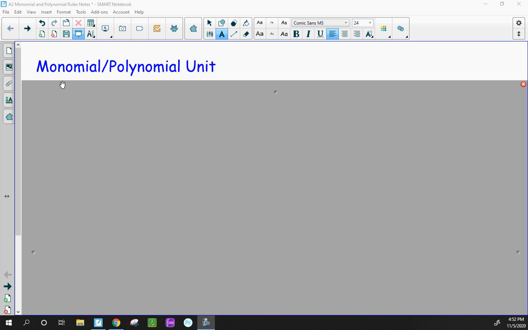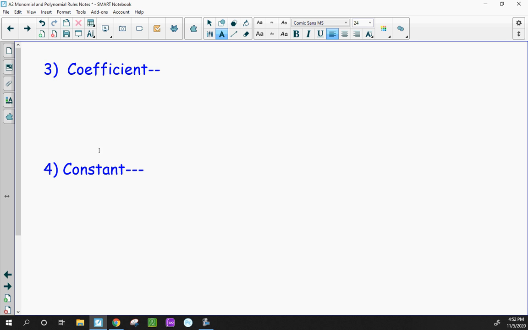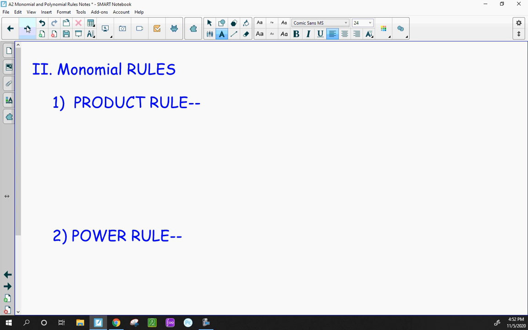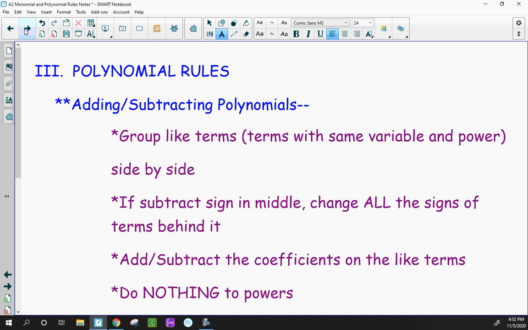Algebra 2. Currently we're working on the monomial polynomial unit. We have already looked at the definitions and vocabulary for monomial and polynomial, as well as coefficient and constant. We looked at the product rule, the power rule, quotient rule, negative power rule, and the zero power rule. And now we're going to look at polynomial rules.